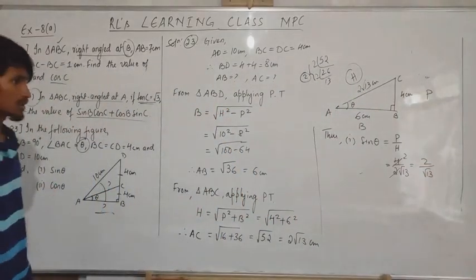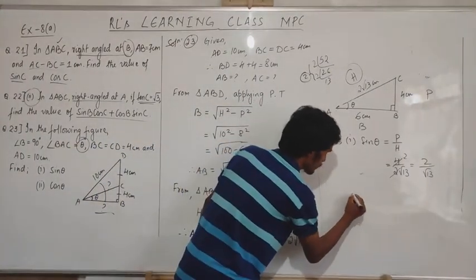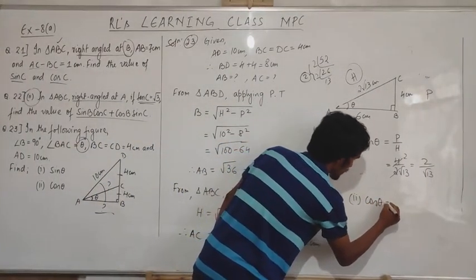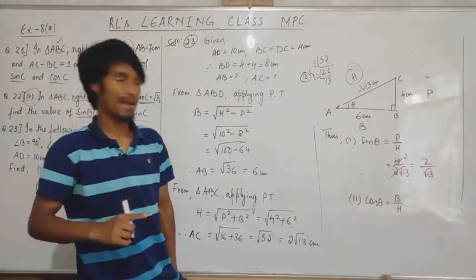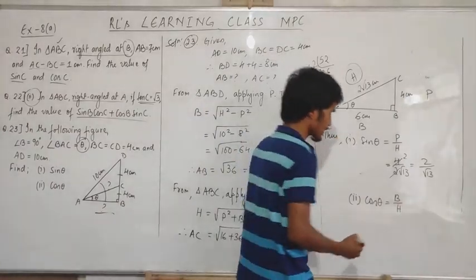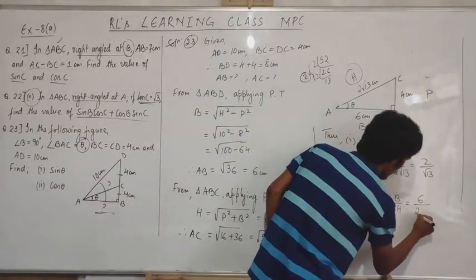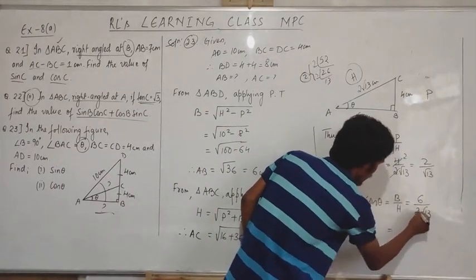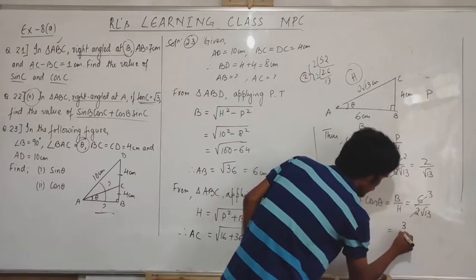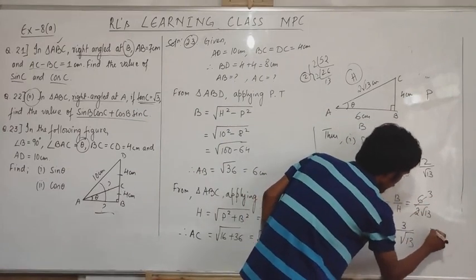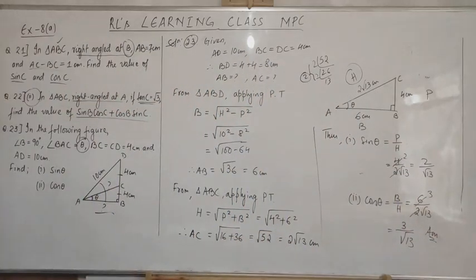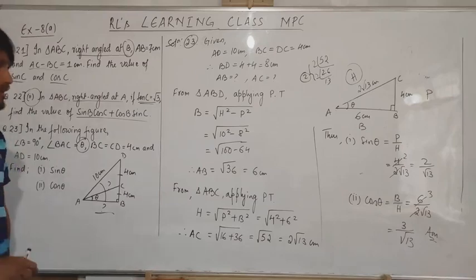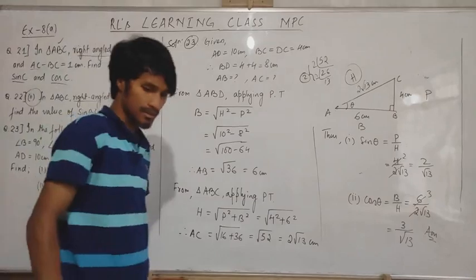And left is cos theta, number 2. Cos theta will be B by H. Cos is called base by hypotenuse. Now base here is 6, so we get 6 by 2 root 13. Then 2 into 3, and we get 3 by root 13. This will be the answer. So the answer for sin theta is 2 by root 13, and for cos theta it is 3 by root 13.